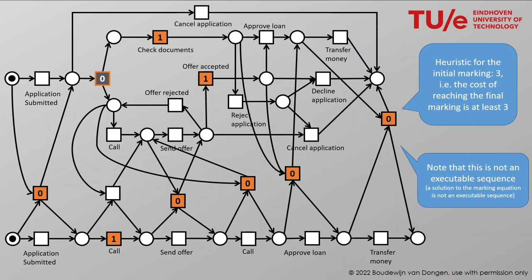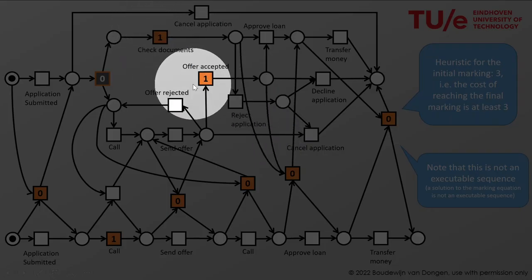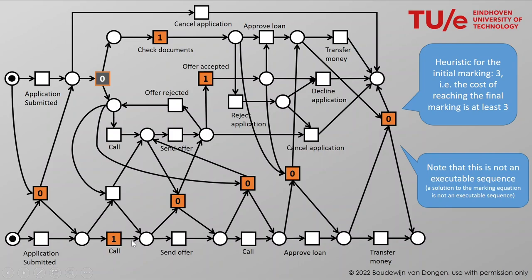We already know that the cost is 3, right? To reach this final marking. But if I solve this linear equation system, I get this solution. It tells me you fire application submitted synchronously, you do a log move on this call, then synchronous send offer, synchronous call, synchronous approve loan, synchronous transfer money, and somewhere in the meantime you have a check documents and an offer accepted. Both of them are model moves. Cost of this is 3, right? The check documents, the offer accepted, and this call actually have a cost of 3, so this is a minimal solution. However, I hope you spotted that, this is not a realizable sequence.